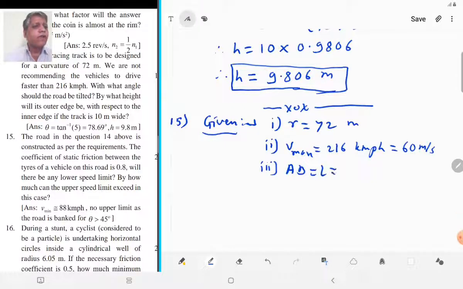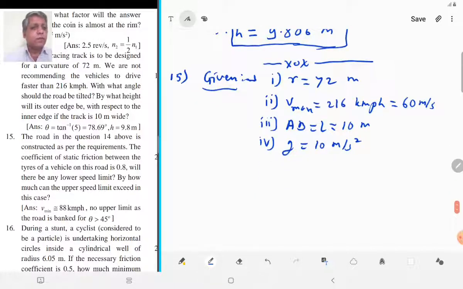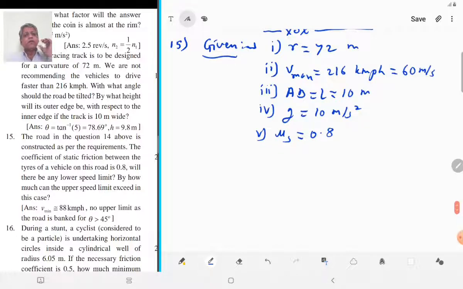Road surface, wider road surface is 10 meter. Fourth point, g is equal to 10 meter per second square. But here we considered mu s is equal to 0.8. This is considered, force of friction is considered. Now when there is force of friction, at that time there is speed limit.